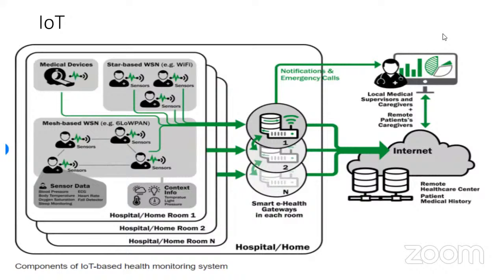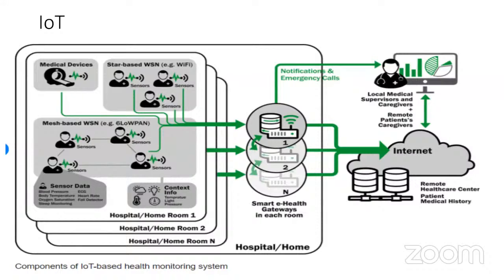Another important thing is that IoT-based health monitoring systems are coming in a big way. Whether a patient is at home or in a hospital, sensors are able to sense blood pressure, ECG, heart rate, fall detection, oxygen saturation, sleep monitoring or body temperature. So the vital signs of the body are being captured and monitored continuously.